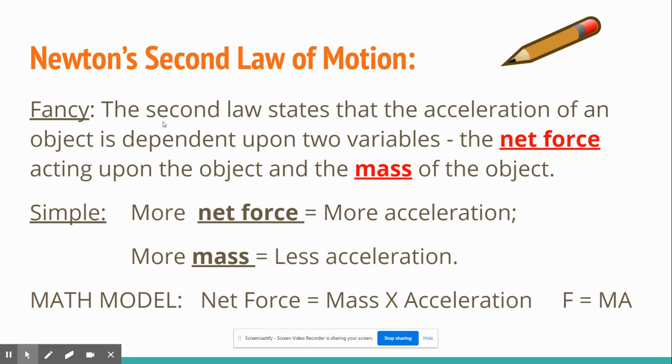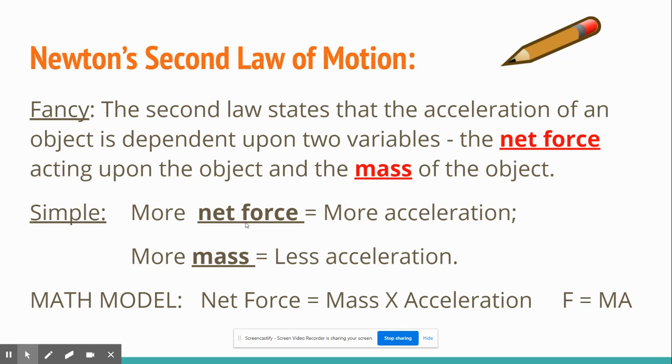All right, so the fancy way that you'll hear this stated is the second law states the acceleration of an object is dependent upon two variables: the net force acting upon the object and the mass of the object. A simple way to think of this is simply the more net force that you put on an object, the greater the acceleration of the object. And that kind of makes sense.